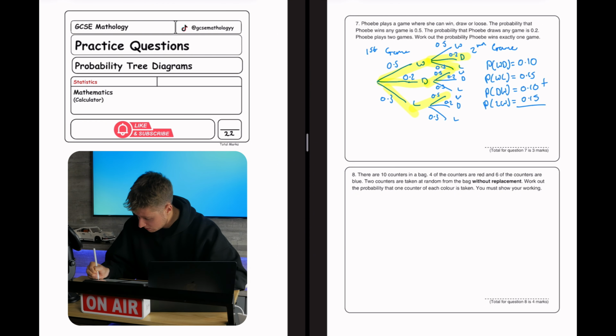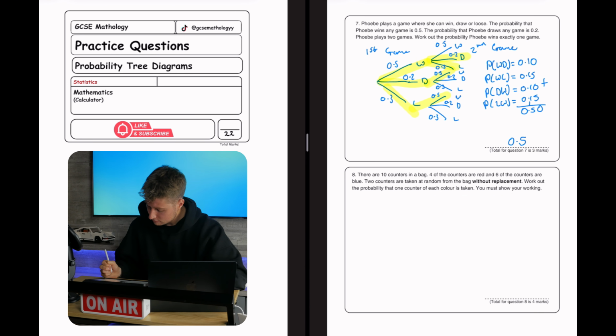So the different options, we then add all of the options up. So this gives us, carry the 1 across. 1, 2, 3, 4, 5. So the final answer is 0.5.